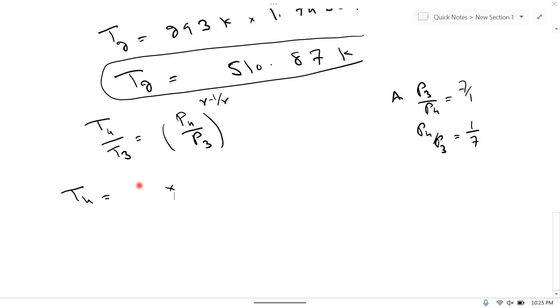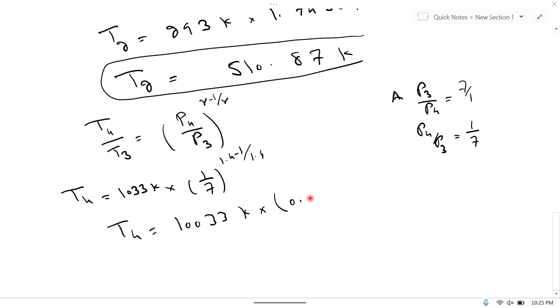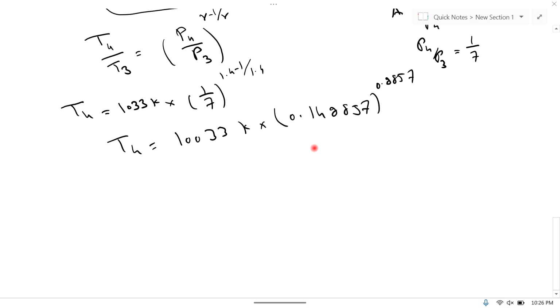The value of T3 is the maximum temperature, 1033 Kelvin, which is given to us. P4 by P3 is (1/7)^((1.4 minus 1)/1.4). Now solve this value. So T4 is equal to 1033 Kelvin multiplied by (1/7), which is 0.1428, to the power of (1.4 minus 1)/1.4, which is 0.2857.